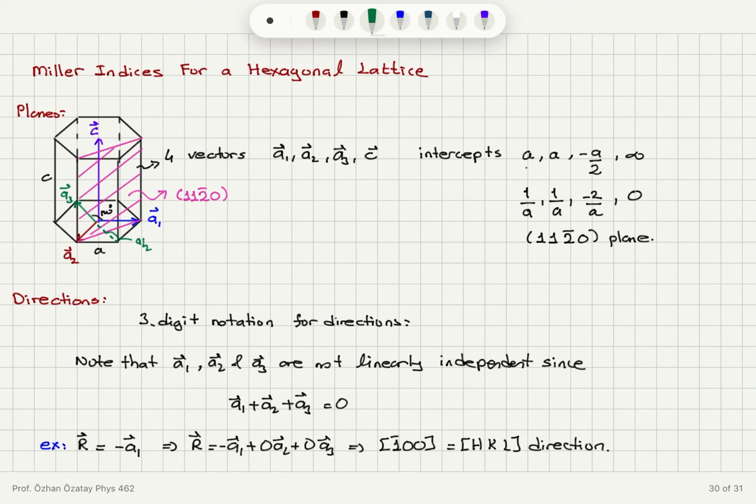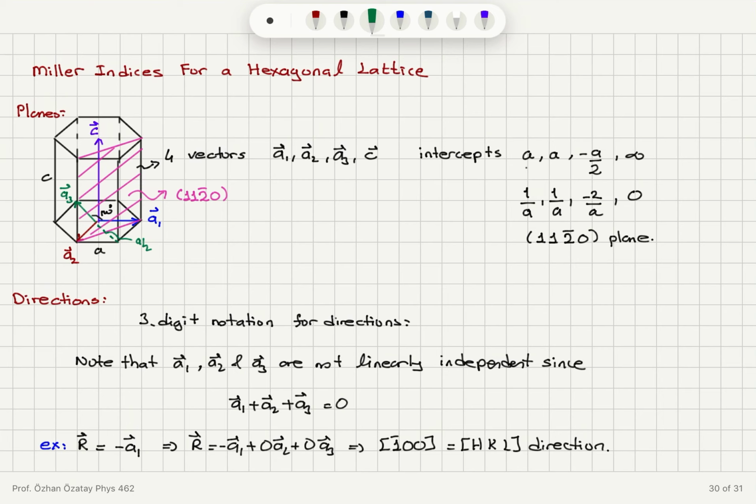It's at infinity. So I take the reciprocals, 1 over a, 1 over a, minus 2 over a, 0, and because a is the common factor here, they're reduced. So I have the 1, 1, 2 bar, 0 plane. So this purple plane is the 1, 1, 2 bar, 0 plane. So I can use 4 indices with these 4 vectors.